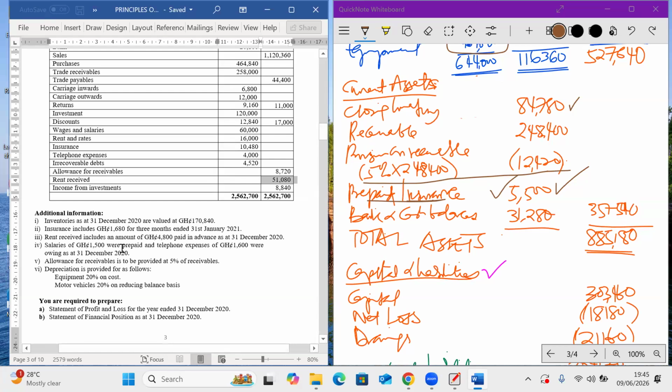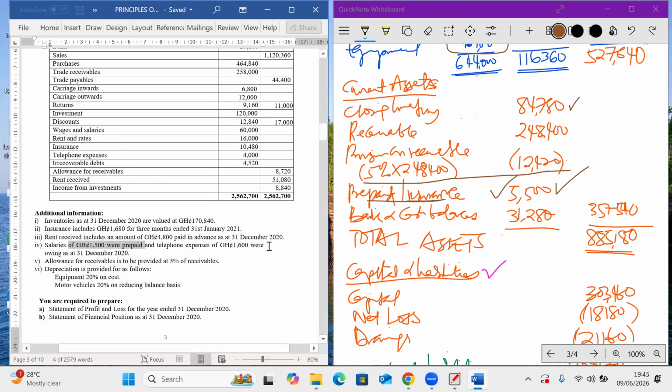Salaries of 1,500 were prepaid. The salaries advance, which is 1,500, I'll go to the salaries account when I'm writing the operating expenses, and I'll less it. I'll say prepaid salaries, I'll less it. When I come to the current asset, I'll have prepaid insurance, prepaid rent, prepaid salaries.